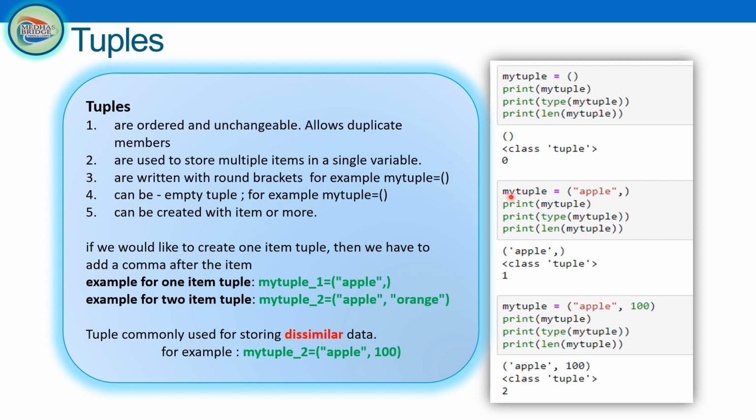Here, second example, my tuple with one item. Print my tuple, print type of my tuple, print length of my tuple. We get one item tuple, type of my tuple and size of my tuple. Now my tuple has two different data type items. Print my tuple, print type of my tuple, print length of my tuple. We got the tuple and type of my tuple and size of my tuple.